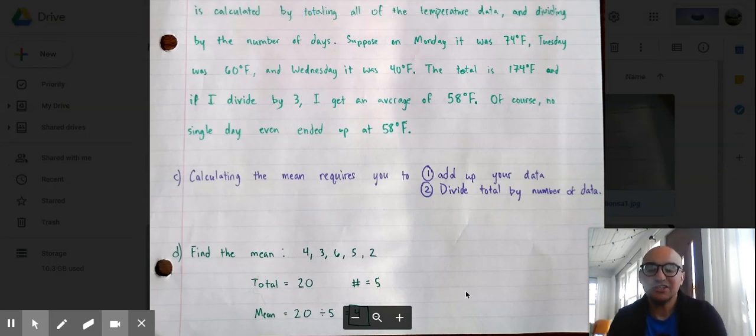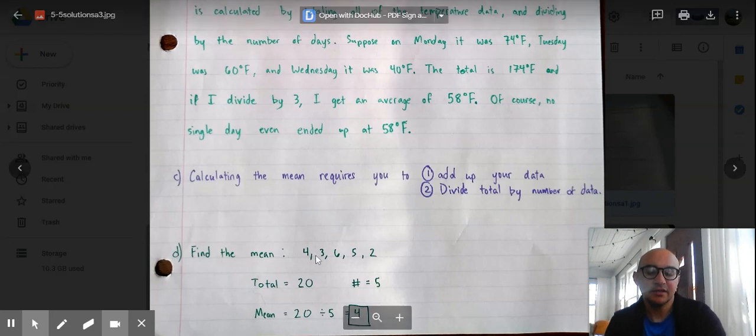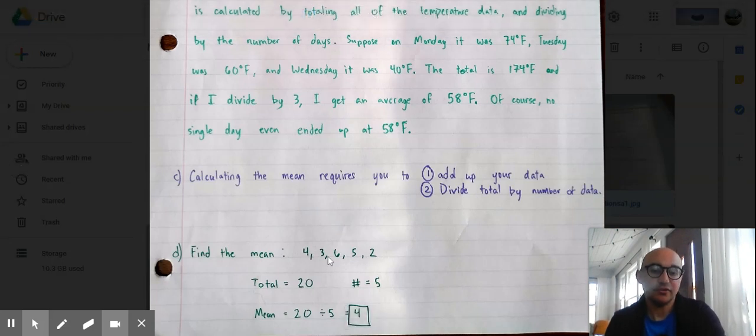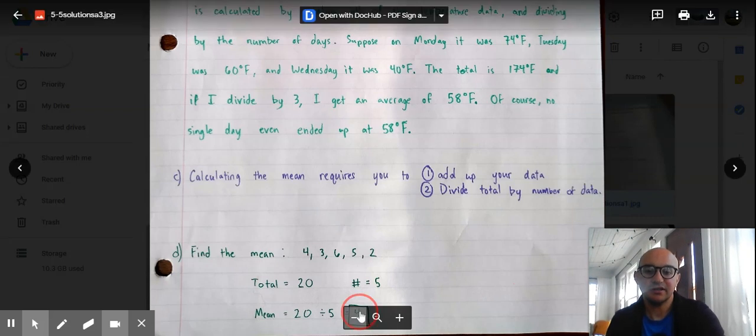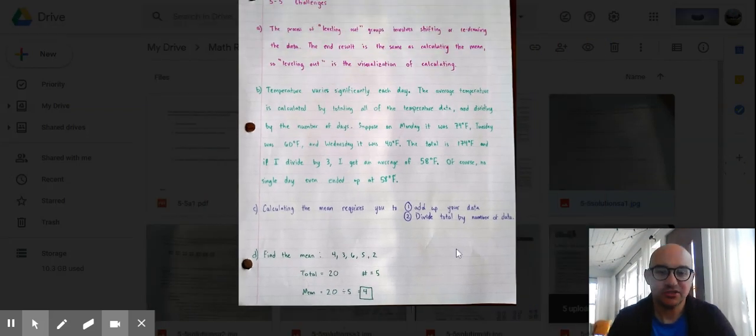Then part D just asked us to create a data set that a 5th grader could solve. I chose whole numbers less than 10. I just chose the numbers 4, 3, 6, 5, and 2. If you add them up, they get 20. There are 5 numbers there in my data set. So I divide 20 by 5 to get 4, so my mean is 4. It's a little hard to see with the screen like that, so I zoomed out a bit and you can see that. Part D was just a create-your-own-problem.